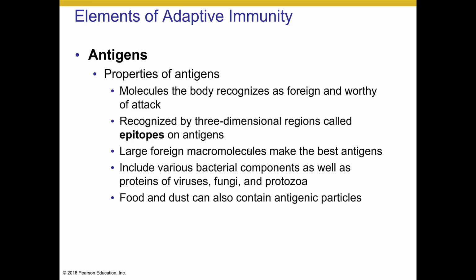And so all of these foreign invaders that I'm talking about, viruses, bacteria, other types of microbes, think of bacteria specifically. Those are cells. They have a cell membrane, they have a cell wall, and they have proteins on their surface. It's one or a few of those proteins on the surface of the bacteria that is going to be the actual antigen that your body recognizes as foreign.